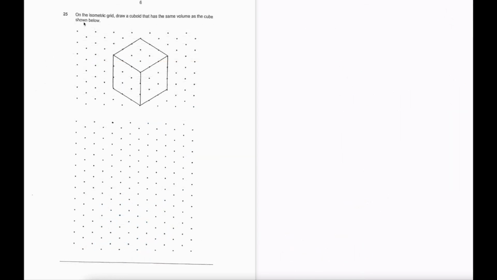25, on the isometric grid, draw a cuboid that has the same value as the cube as shown below. So the cube, we need to find the volume, correct? So volume is length times breadth times height. My length is 3, so that means the rest will also be 3. Okay, so 3 times 3 is 9, and then we're going to get 27 units square.